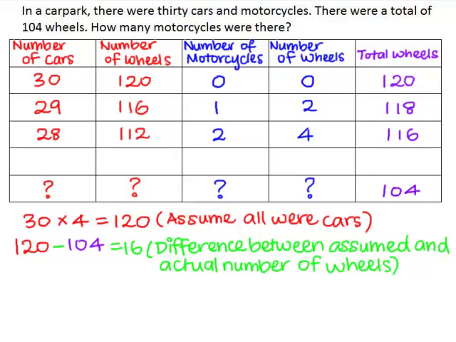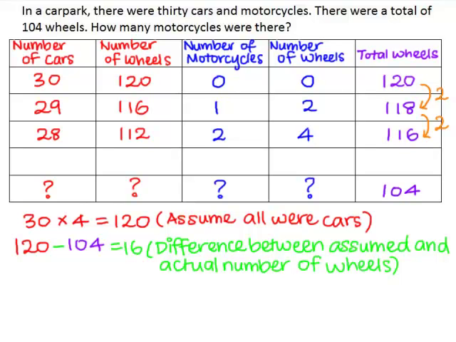Looking back at the guess and check table, every time we assume one less car and one more motorcycle, the total number of wheels will be 2 less. This is because every time we assume one less car, the number of wheels from the cars would be 4 less, and when we assume one more motorcycle, the number of wheels from the motorcycles would be 2 more.